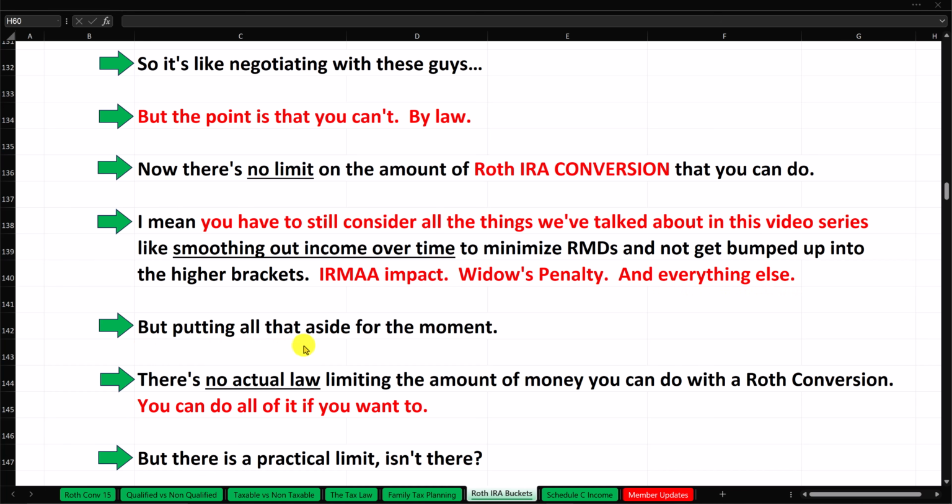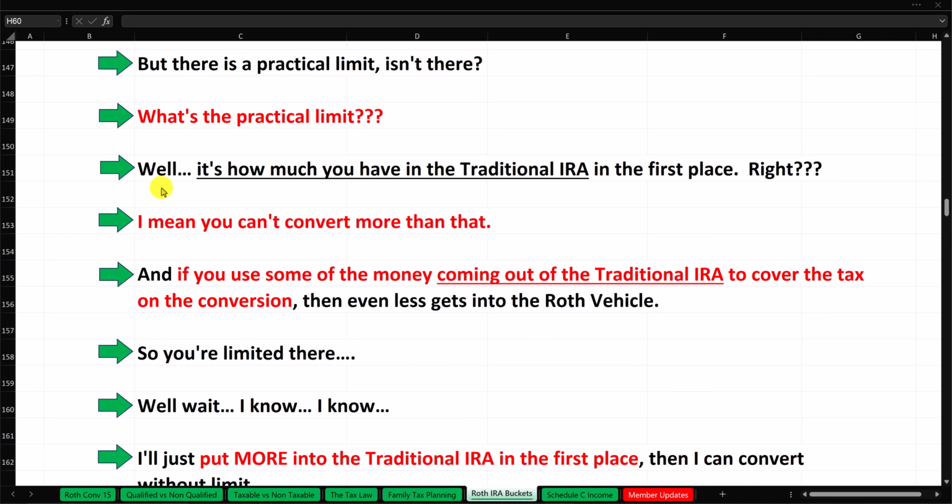But putting all of that aside for the moment, there's no actual law limiting the amount of money you can do with a Roth conversion. You can do all of it if you want to. But there is a practical limit, isn't there? And what's the practical limit? Well, it's how much you have in the traditional IRA in the first place, right? I mean, you can't convert more than that.